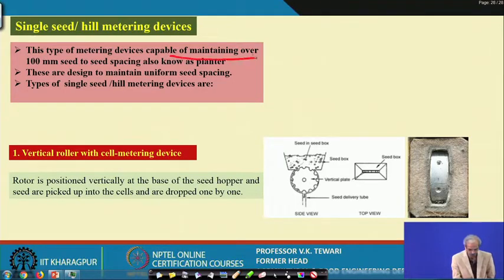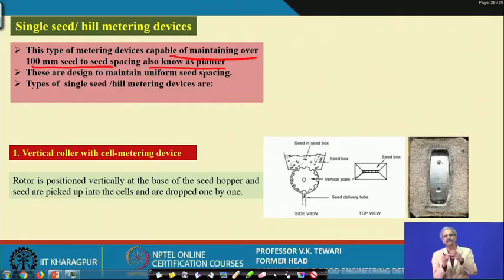Capable of maintaining over 100 millimeter seed to seed spacing, also known as a planter. Well, we are in a position to maintain this. The beauty is that we are in a position to maintain the seed to seed distance. This is what we require, particularly when we are talking of planting. Various methods are there. One of the methods, if you recall, is the stud one.